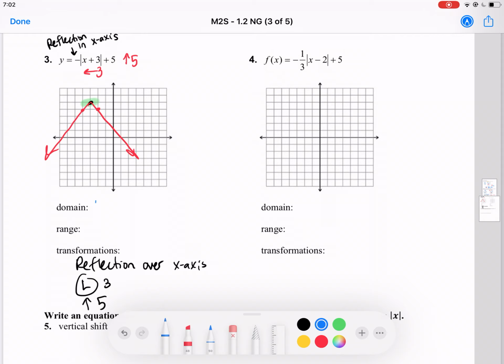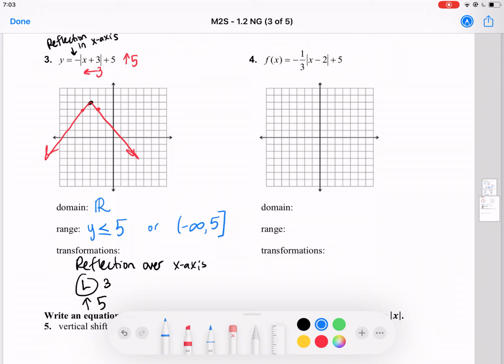So domain, all real numbers again because everything continues to the left and to the right. Range, this time we're going to say y is less than or equal to because there's nothing above this point. And we're going to say this is at +5, so we're going to say y is less than or equal to 5. So if you were writing that in interval notation, you always do the smallest number first, you go bottom first. So our smallest number would be -infinity, and our biggest number would be 5, and we will include the 5.